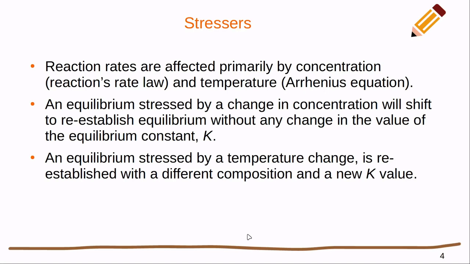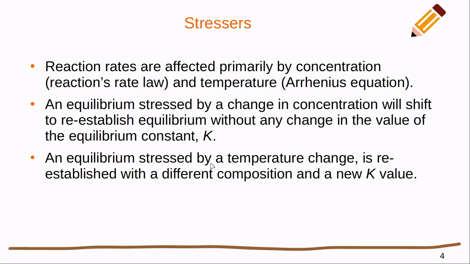Now let's talk about our different stressors. Reaction rates are affected primarily by concentration, which we saw with the reaction's rate law, and temperature, which we saw with the Arrhenius equation. An equilibrium stressed by a change in concentration will shift to reestablish equilibrium without any change in the value of the equilibrium constant. So this is no different than when we had Qc not equal to K and we saw that there was a shift.